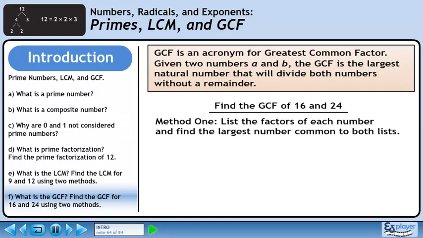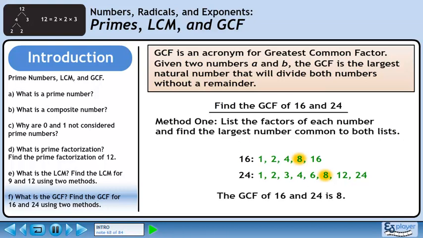In method 1, we'll list the factors of each number and find the largest number common to both lists. List all the factors of 16. Now list all of the factors of 24. Eight is the largest number that occurs in both lists, so the GCF of 16 and 24 is 8.